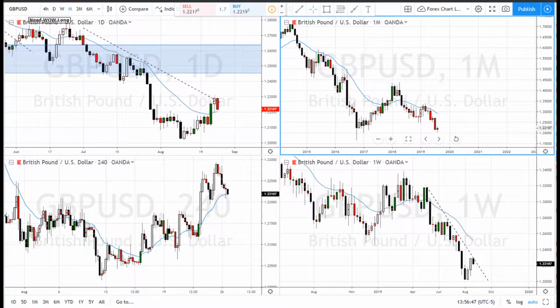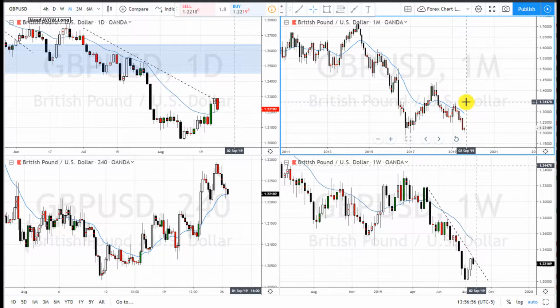Today we're going to take a look at some charts and see where we can identify supply and demand order flow and trade it for income. Alright, let's take a look at the pound dollar and see what's going on.